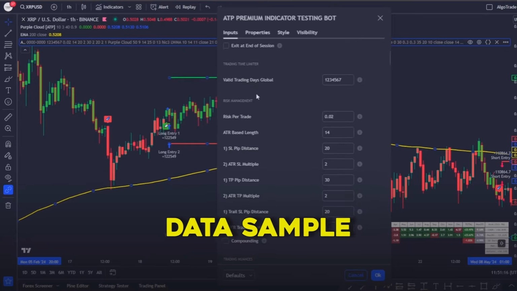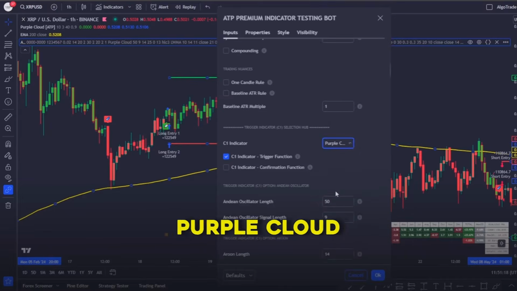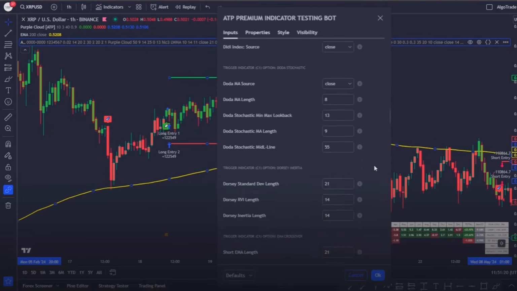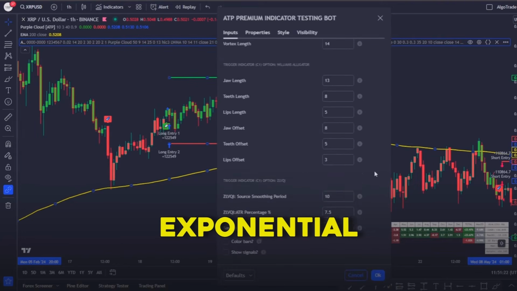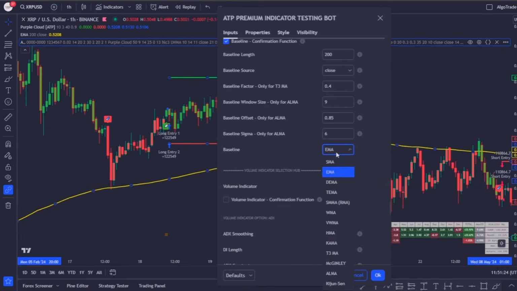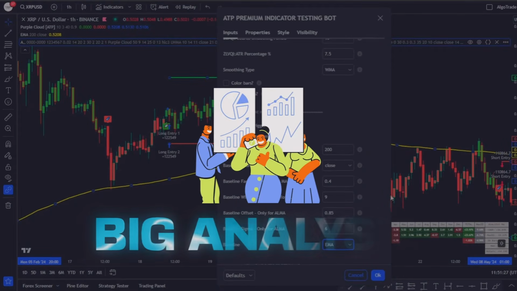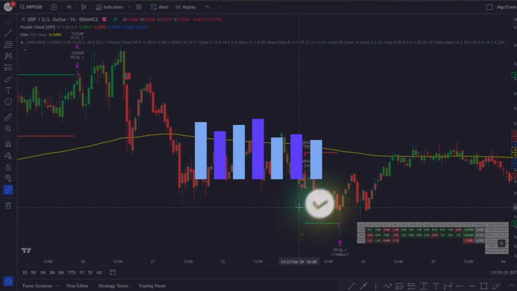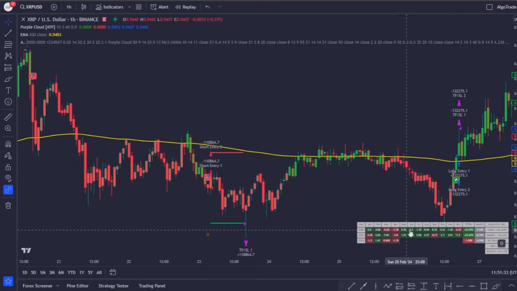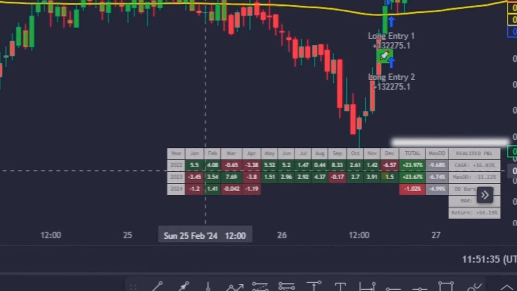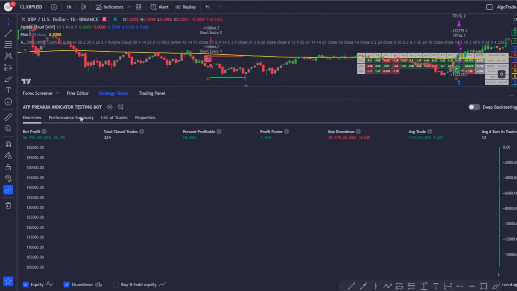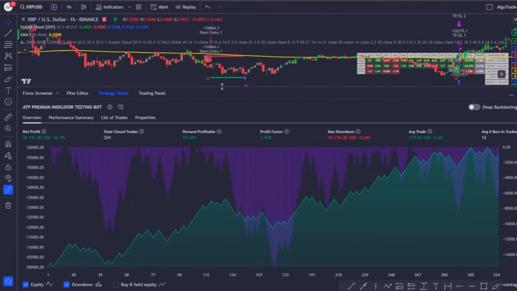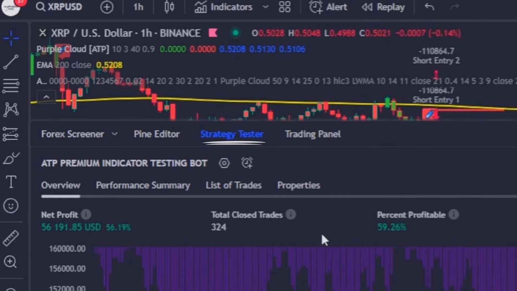After selecting the data sample, the risk management, the purple cloud with the settings I told you about, and the 200 period exponential moving average with the confirmation function, we are ready to start this big analysis. As you can see, the trading bot not only displays every valid trade on the charts, but it also gives me the monthly results on this table and the overall statistics about each asset I want to backtest down below on the strategy tester tab.